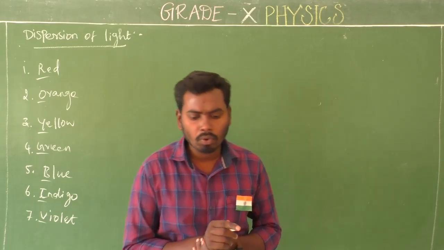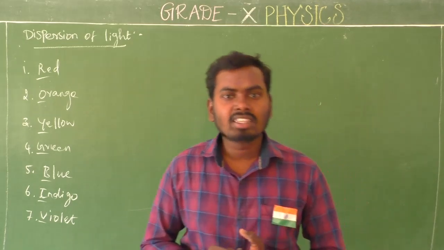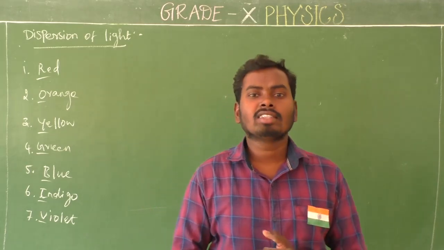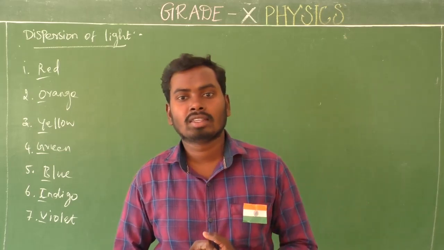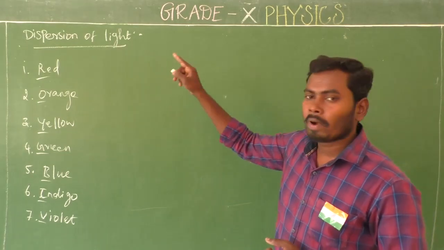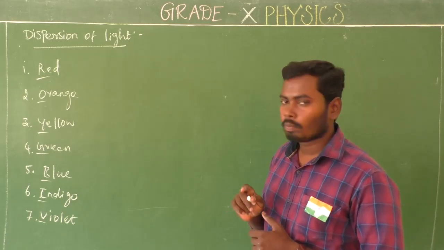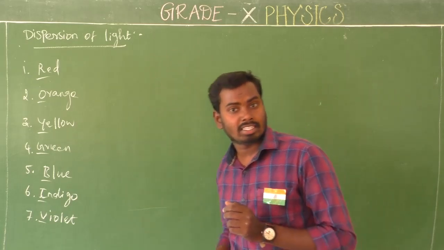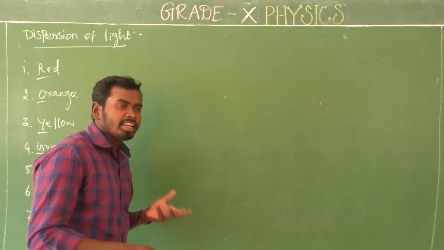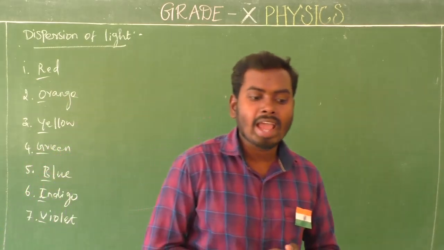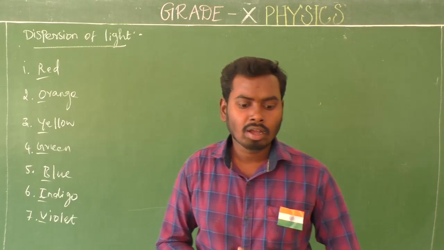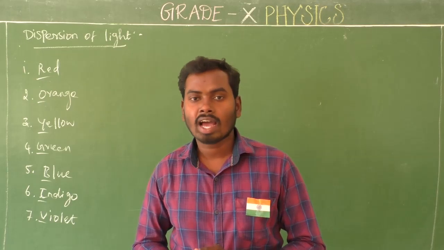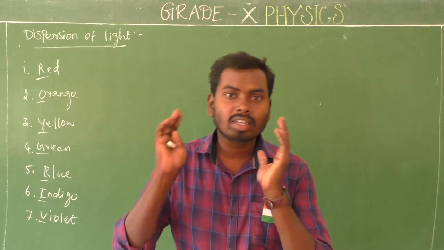How can we prove the sunlight consists of a mixture of 7 colors? Not only sunlight, generally white light consists of a mixture of 7 colors. We can prove it by the process of dispersion of light. In the year 1665, Sir Isaac Newton discovered by his experiment with a glass prism that white light is a mixture of 7 constituent colors.